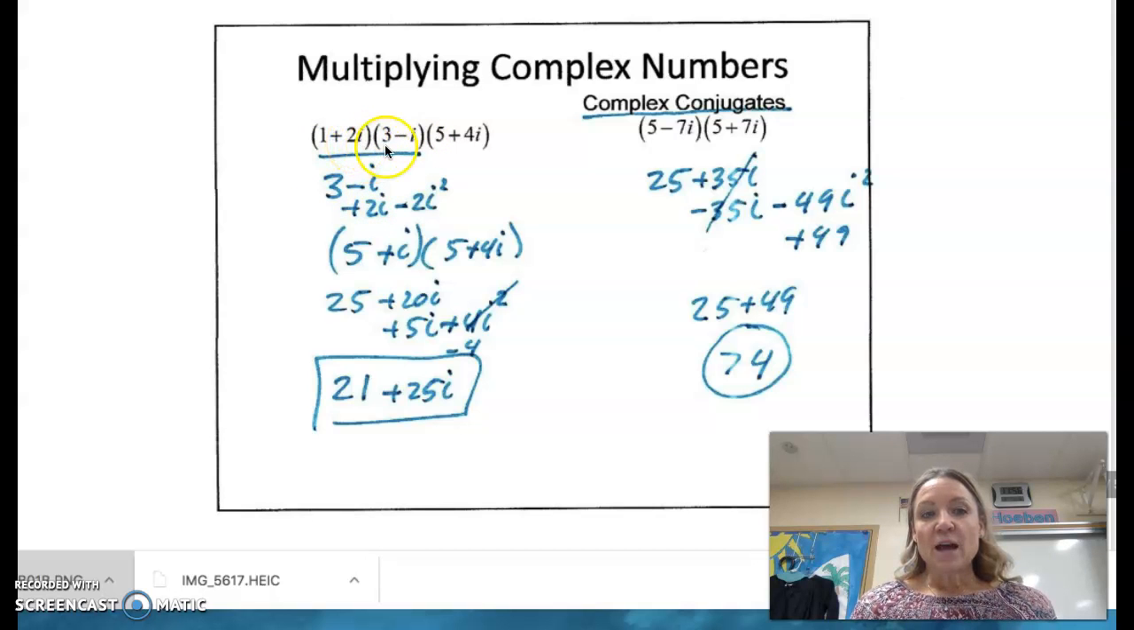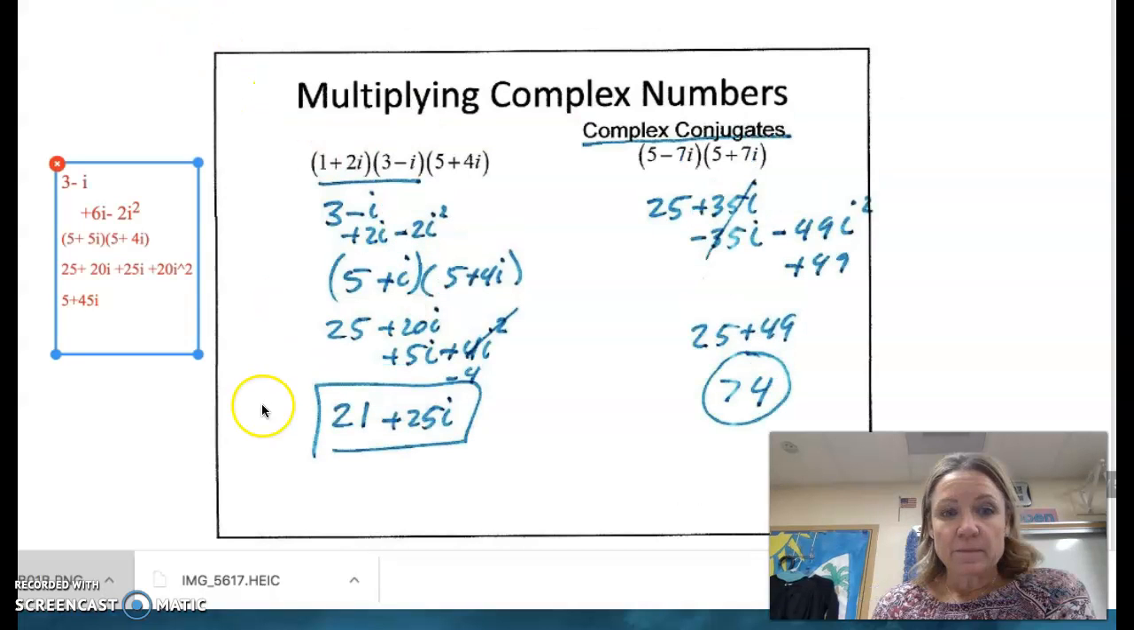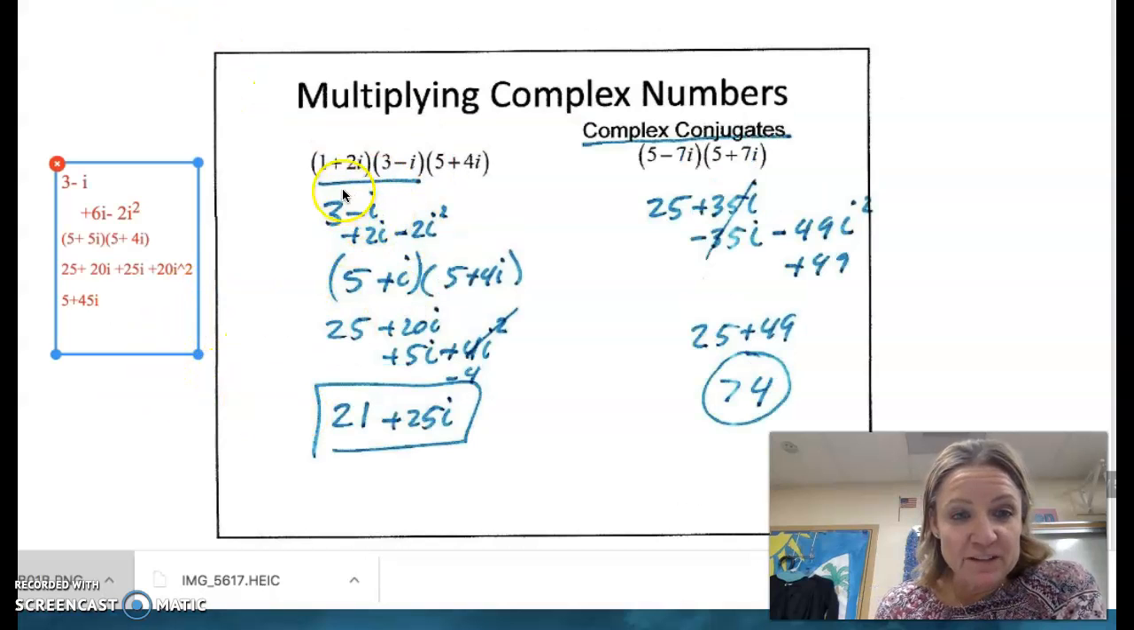Then we do the inside. 2i times 3 should be 6i. And then 2i times negative i is negative 2i squared. Okay, so I found an error in that one. Let me fix it. So we've got the 1 plus 2i times the 3 minus i. I'm going to do it over here. And then once we get that answer, we're going to take it and multiply it by 5 plus 4i.